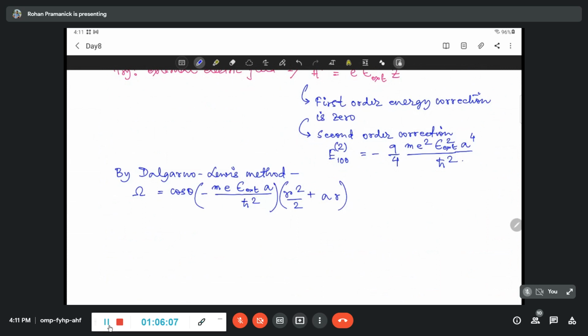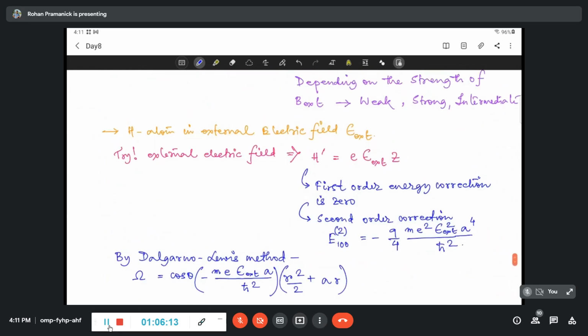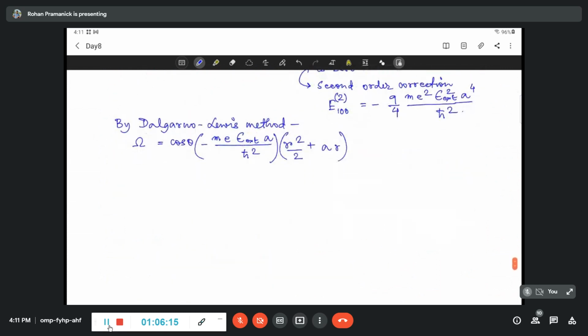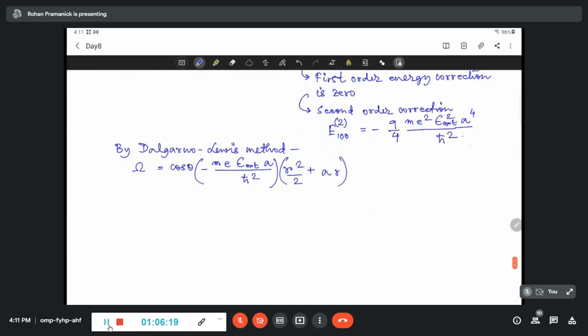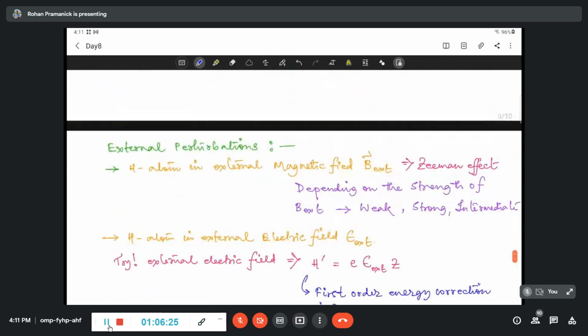once you have omega, you can find the expression for the second order energy correction, which is written, I think, someday or the other. It was written. So you can do this calculation and you find that your energy expression for the 100 state comes out to be like this. This is what I wanted to briefly mention.